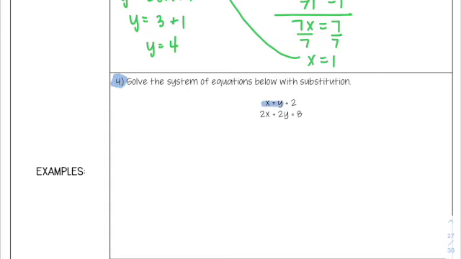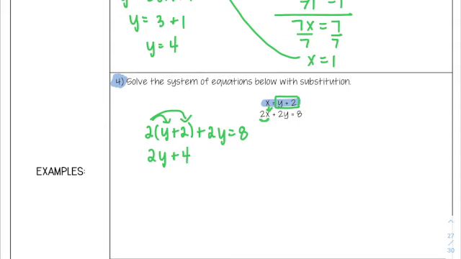All right, so we're already given x equals, so we just have to substitute that in for our x. So we have 2 times y plus 2 plus 2y equals 8. Remember, this whole expression will be substituted in for your x value, and they are connected by multiplication, so that's why 2 times y plus 2. And remember, this is an expression, so it has to be placed into parentheses. So you're going to distribute. You get 2y plus 4 plus 2y equals 8.